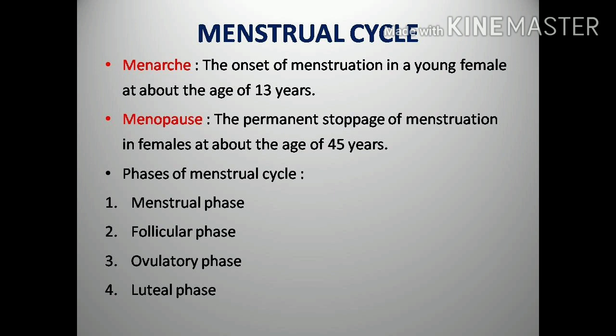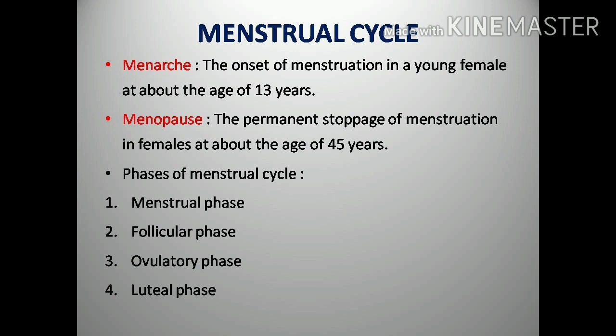Next, the follicular phase. As the follicle grows, the amount of estrogens produced by the ovary increases. This hormone then acts on the uterus and causes its lining to become thicker and develop more blood vessels.